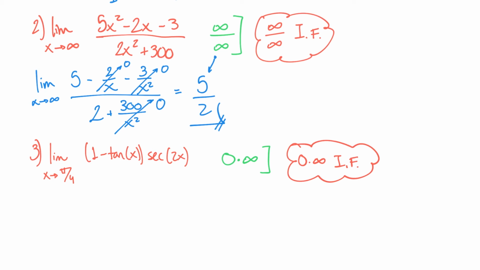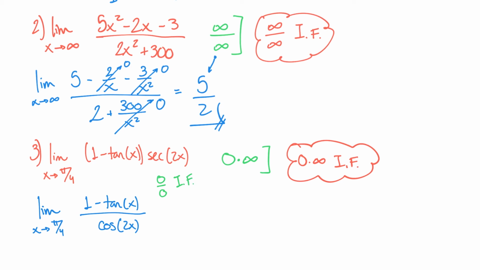Something I could do is switch colors. So I have the limit as x approaches pi over 4 of 1 minus tangent of x. And then instead of secant, it's 1 over cosine, right? So I can just write cosine of 2x down here. And then if I try to plug in the values again just to see if that changes anything, now I'm going to have 0 over 0, which is still a problem.